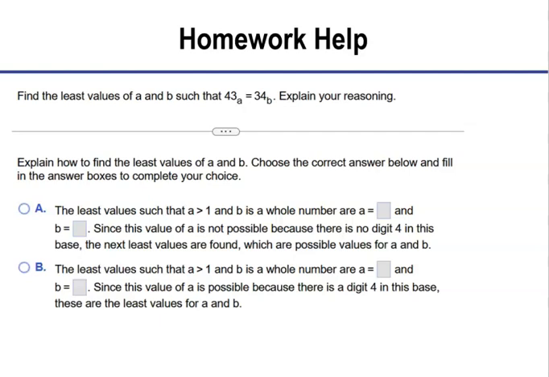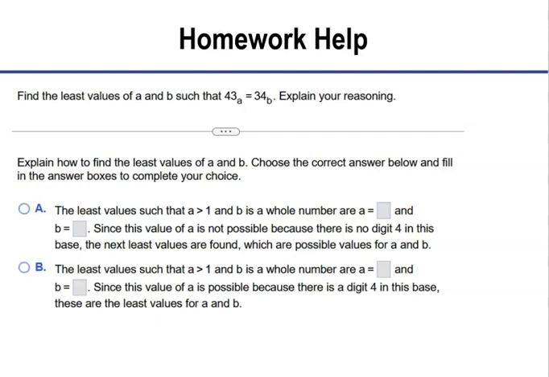And I would like to walk you through a method that I use to get this done. You might have your own way of thinking about it, but it's kind of a challenging problem, so I would like to talk you through it if you're interested in listening. So here we go. It says, explain how to find the least values of A and B. Choose the correct answer below and fill in the answer boxes to complete your choice. At first you might want to read these answer boxes to see if that gives you any guideline for how to do it. It really didn't for me. I had to just kind of dig in there hard and work on this.